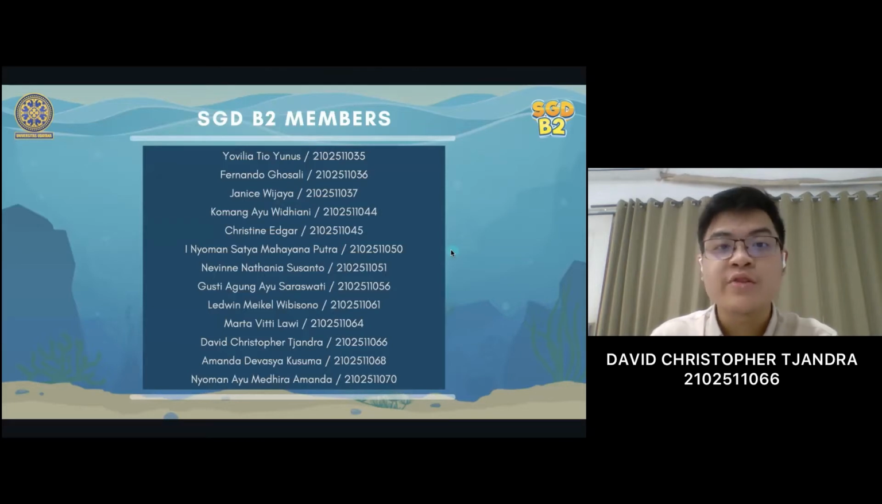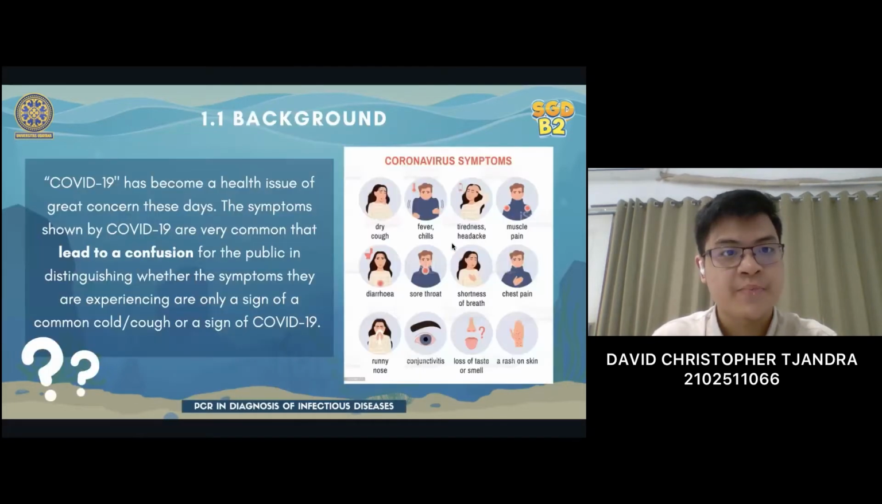Okay, now we will move on to the first chapter, which is the introduction. COVID-19 has become a health issue of great concern these days. It is a deadly disease caused by the SARS-CoV-2 virus that can be transmitted very quickly through human secretions. The symptoms shown by COVID-19 include high fever, shortness of breath, and dry cough.